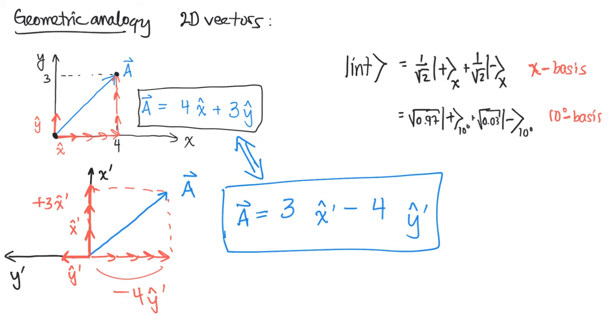So this was just a quick video to give a geometric analogy for what it means to have different basis vectors for a state of a quantum system. And we've seen that it's the same as using unit vectors, or rather different sets of unit vectors, to describe a 2D vector geometrically.